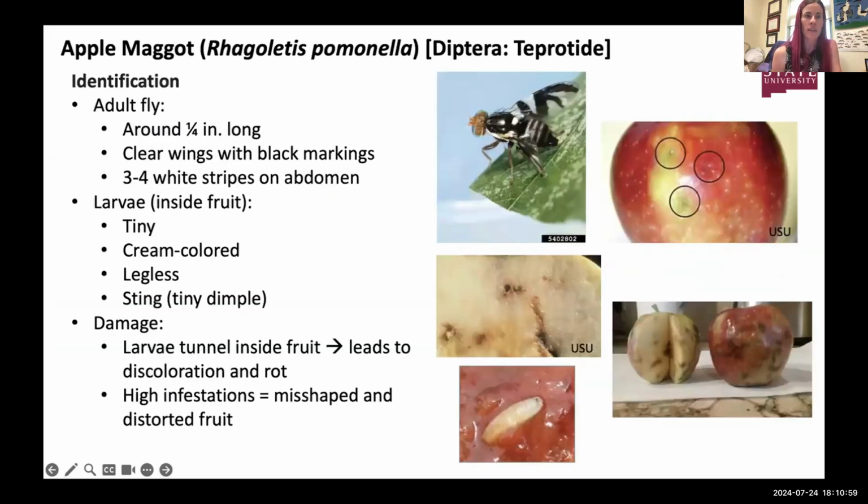The adult flies, they are pretty distinctive looking. They have these clear wings with black markings, and they also have 3 to 4 white stripes on their abdomen. So if you look here, head, thorax, abdomen, they got those little white lines on there. The larvae, they're going to be inside the fruit, but you can see the damage from the female fly ovipositing the eggs into the fruit. So you get this discoloration on the fruit, and in high infestations, you can have misshaped and distorted fruit. And from their feeding, you obviously get some rotting happening.